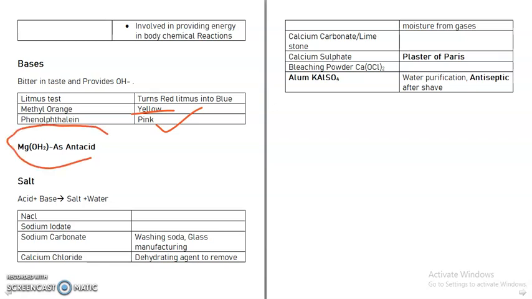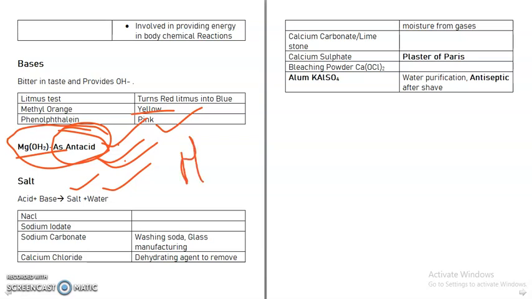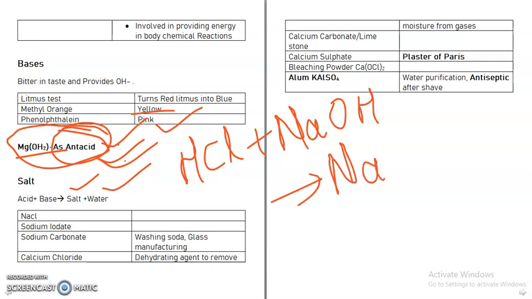And the most common base is magnesium hydroxide. It is used as an antacid. Antacid means if your body has more acid and you are feeling pain, then you take magnesium hydroxide. It will neutralize the acid and you will feel less pain. After mixing acid and base we get salt plus water. The most common example: acid plus base equals salt, HCl plus NaOH. HCl is an acid, and when mixed with the base sodium hydroxide, it gives the salt sodium chloride.